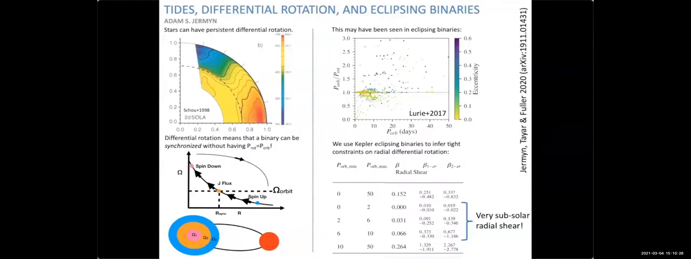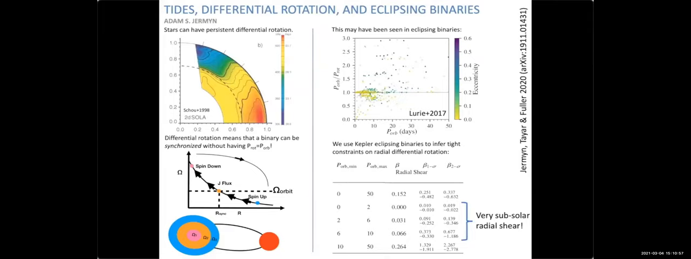Hi, I'm Adam Germain, and I want to tell you about tides, differential rotation, and eclipsing binaries. We know from helioseismic observations that stars can have persistent, large-scale differential rotation. This differential rotation means that when a binary tidally synchronizes, it isn't the surface that synchronizes to the orbital period, but somewhere deeper in the star. And so the surface period may not equal the orbital period. We think this may have been seen in a population of solar-like Kepler eclipsing binaries.